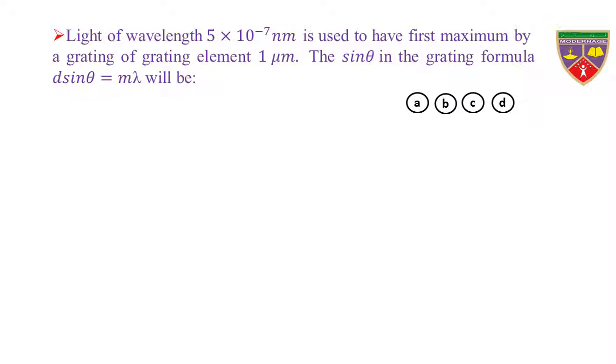Light of wavelength 5 × 10^-7 nanometer is used to have the first maximum by a grating of grating element 1 micrometer. The sin θ in the grating formula d sin θ = mλ will be: option A, 1.5; option B, 0.5; option C, 0.25; option D, 0.15. The key is 0.5. Therefore, the correct option is B.